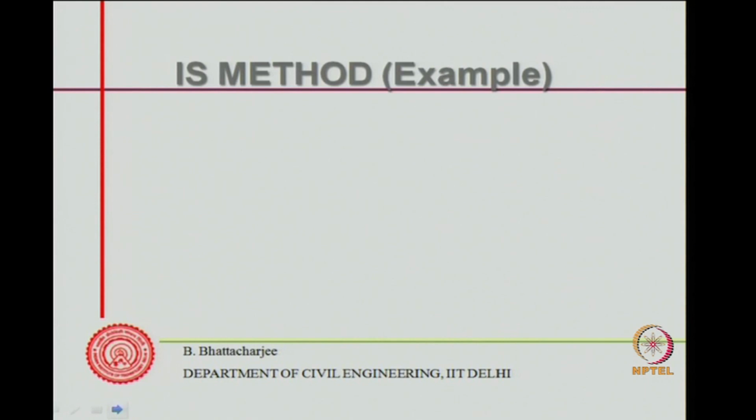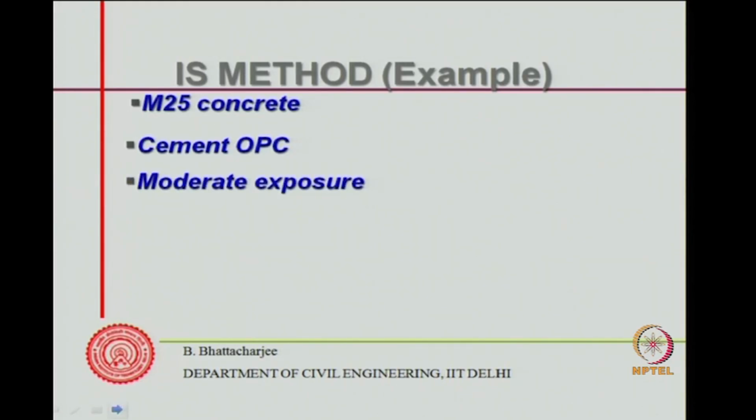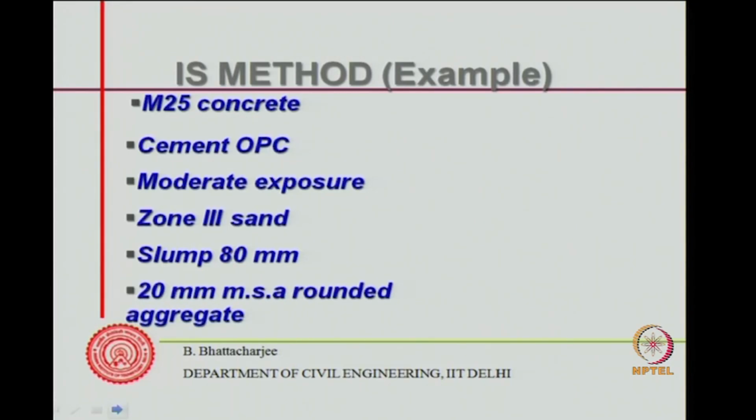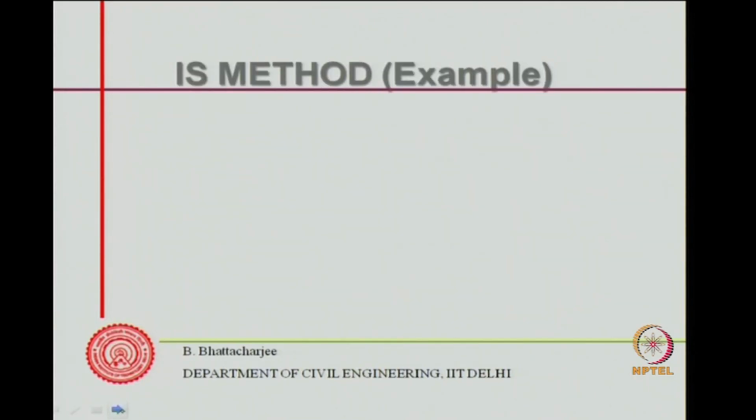The example is through the IS method. We are choosing an M25 grade of concrete, and cement is OPC. We assume moderate exposure as per the IS code, zone 3 sand, slump of 80 millimeter, normal strength concrete, and 20 millimeter MSA rounded aggregate. That is what we are using. The IS method we will use to find this out.